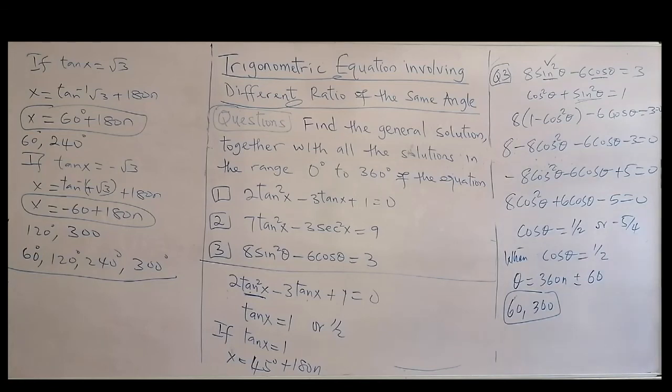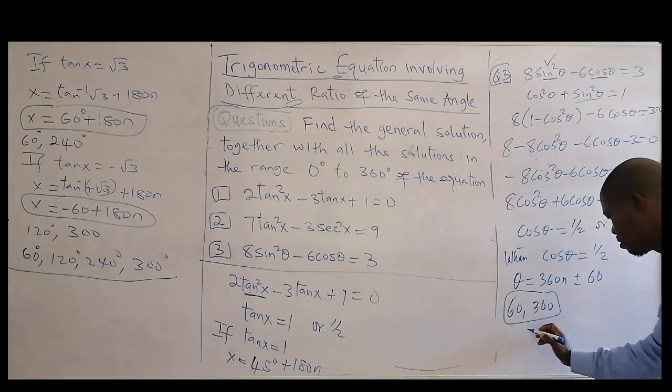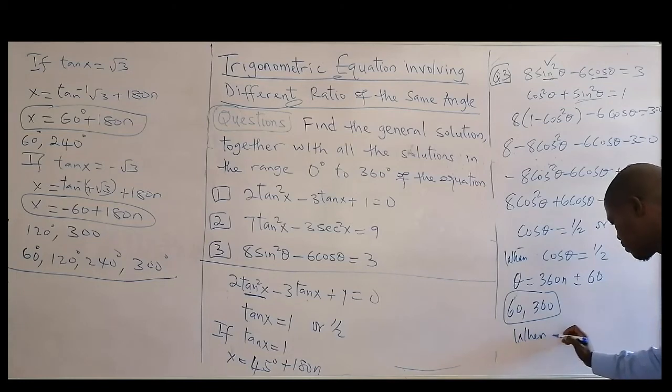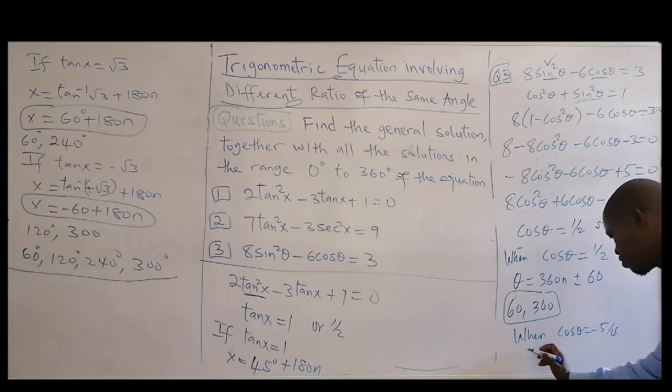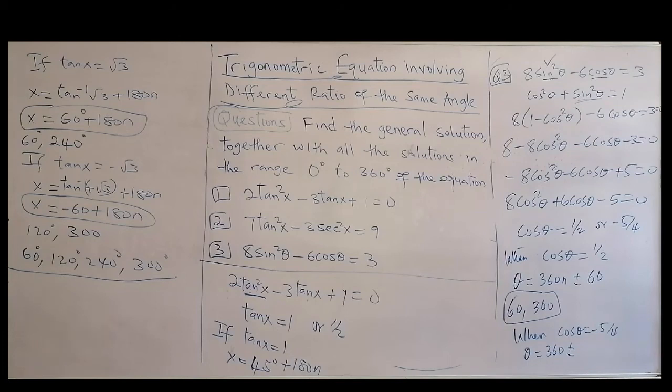Then the next one, when cos theta is equal to minus 5 over 4, the general solution will be 360 n plus or minus the arc cosine of that. It's even an error. So this one has no solution. You can try that. It's more than 1. So no solution. So the only solutions we have here are just 60 degree and 300. So that's just the two solutions we have there.